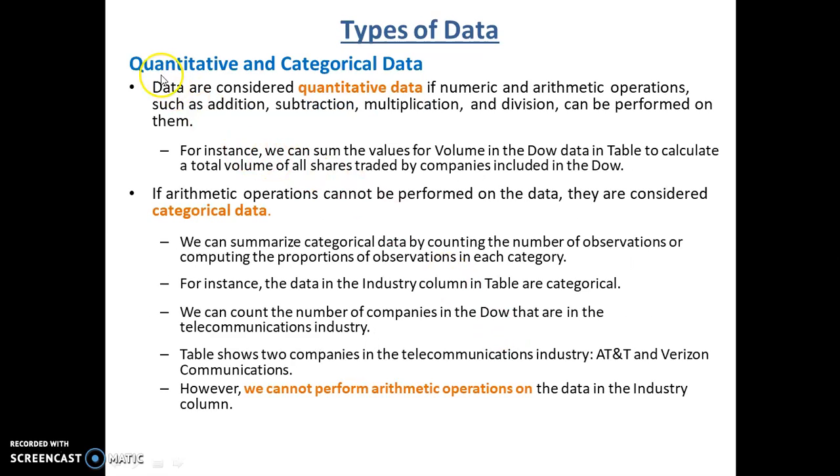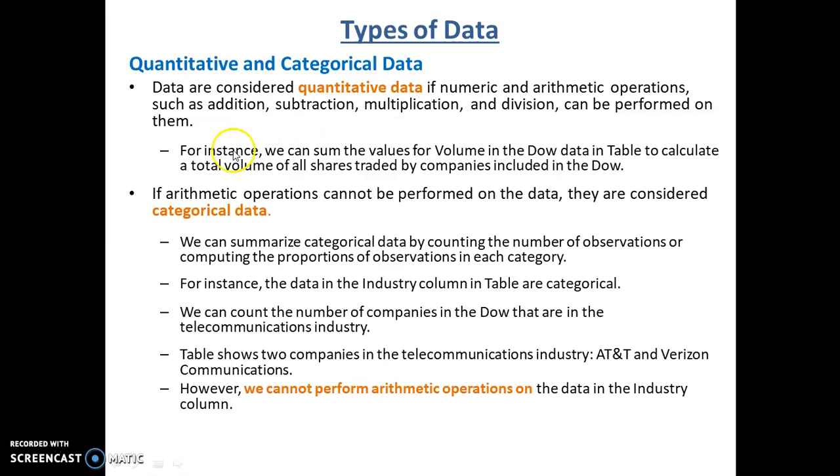So the next type is quantitative and categorical data. Again, we have to see which table we have to refer to. The data are considered quantitative if numeric and arithmetic operations such as addition, subtraction, multiplication and division can be performed on them. If you take any data that is numeric and you are able to do arithmetic operations, then the data will be called quantitative data.